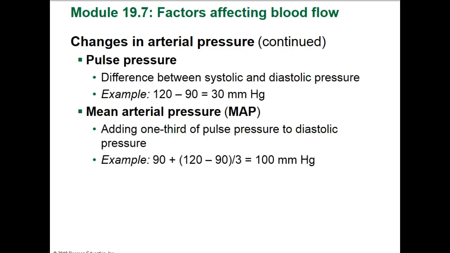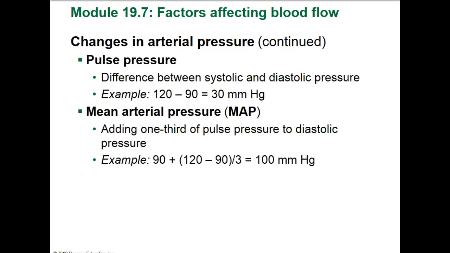Okay, pulse pressure. So we have some other terms we have to use also. Pulse pressure is the difference between the systolic and diastolic pressure. So you basically subtract the bottom number from the top number. And that really is your range of pressure difference.